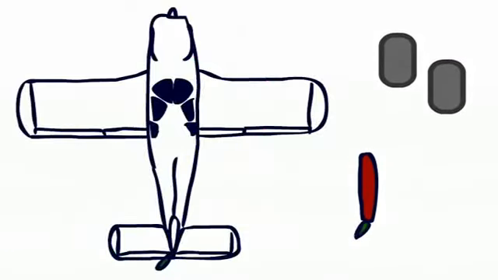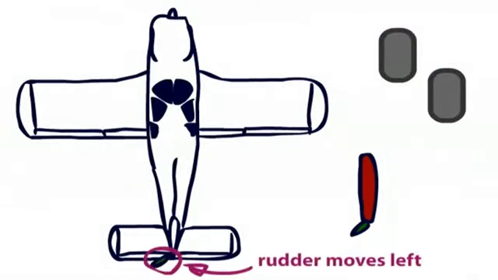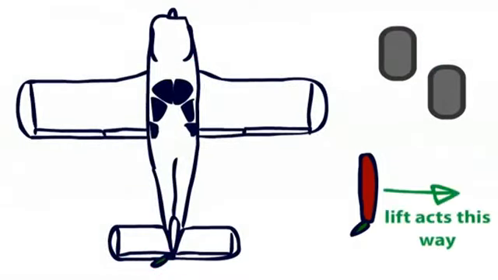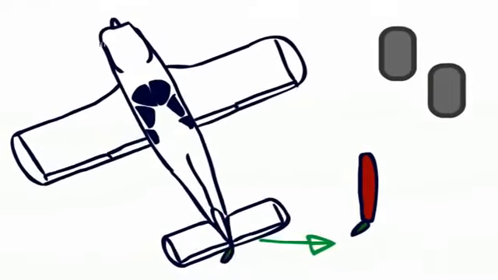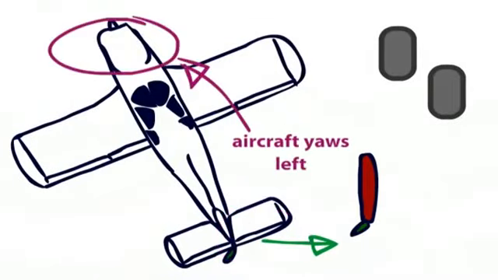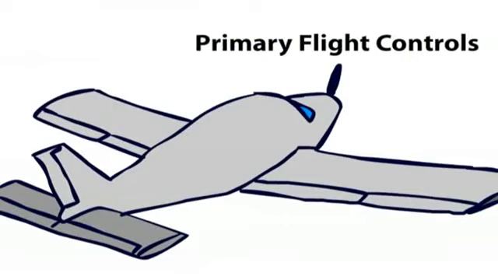If you push the left rudder pedal, the rudder will move left. Lift then pulls the tail over this way, and the movement of the tail causes the aircraft to yaw in the desired direction. You can also have different setups with the primary flight controls where one surface can combine 2 of the above.